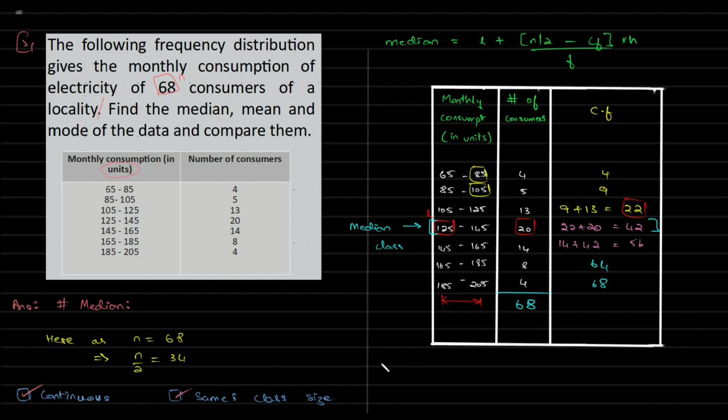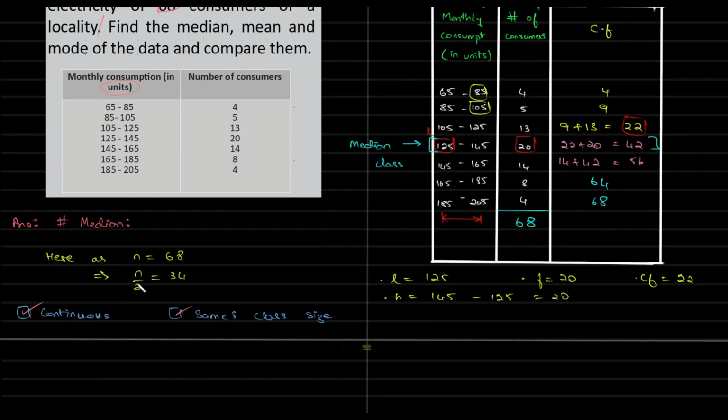So let's write those values. L is equal to 125. f is equal to 20. CF is equal to 22. CF is lesser than n by 2, which is 34, so we have the right CF. H is equal to 145 minus 125, which is equal to 20. That's it. All we have to do is substitute and solve it.